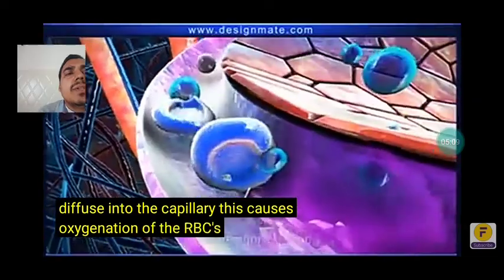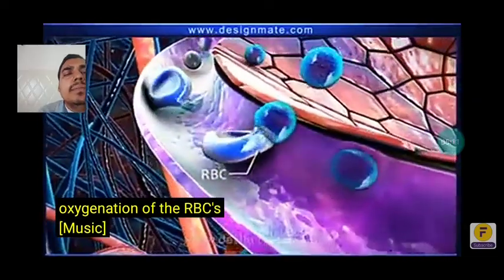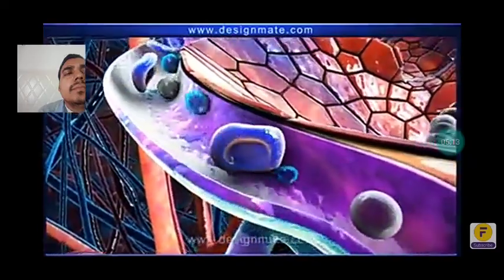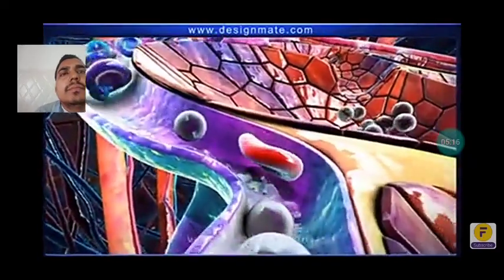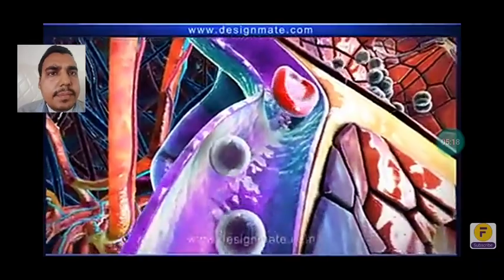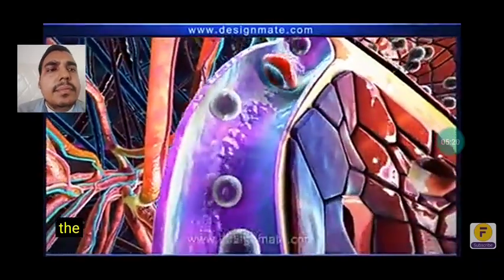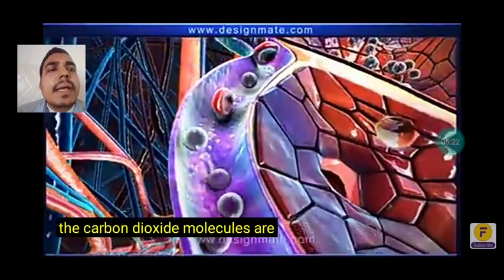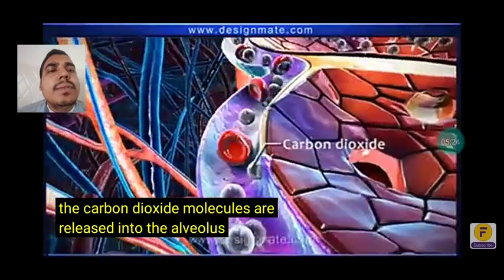This causes the oxygenation of RBCs. The carbon dioxide molecules are released into the alveolus.